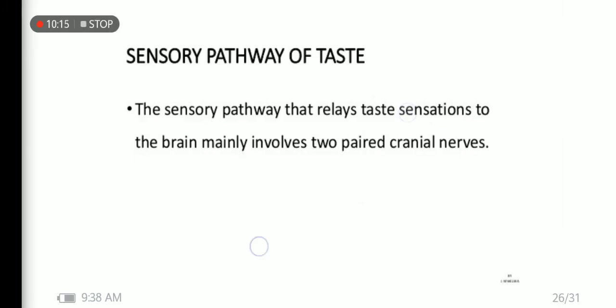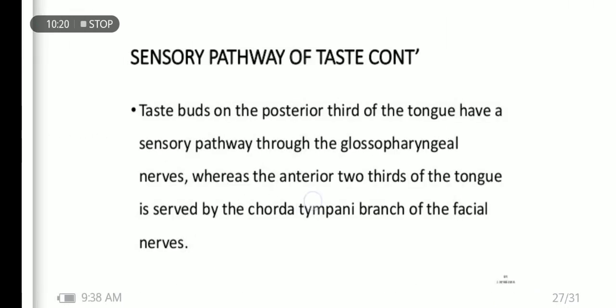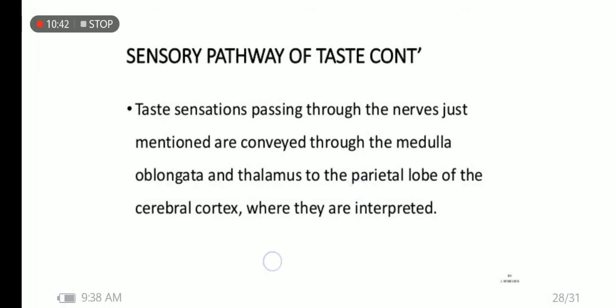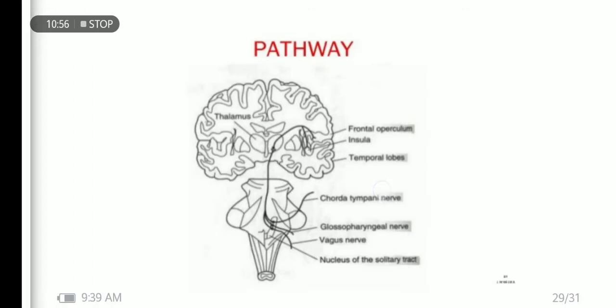The sensory pathway that relays taste sensation to the brain mainly involves two paired cranial nerves. Taste buds on the posterior third of the tongue have a sensory pathway through the glossopharyngeal nerve, whereas the anterior two-thirds of the tongue is served by the chorda tympani, a branch of the facial nerve. Taste sensation passing through the nerves is conveyed to the medulla oblongata and thalamus, to the particular lobe of the cerebral cortex where it is interpreted.